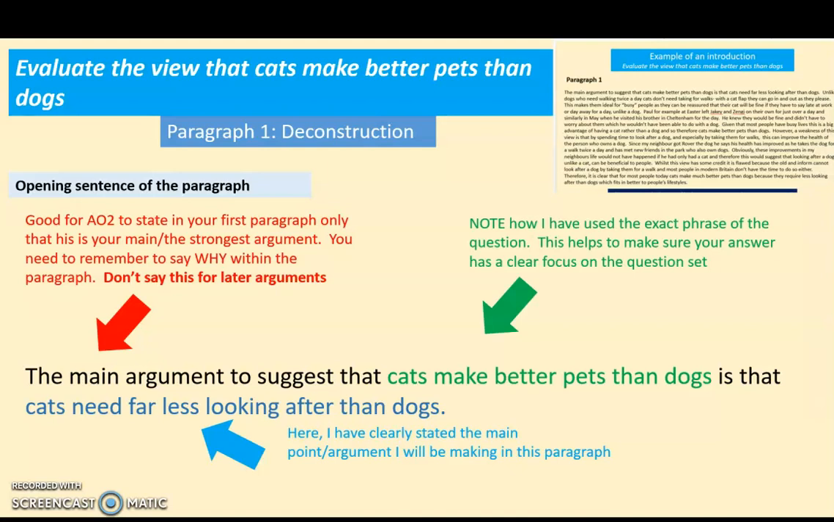The next bit, cats make better pets than dogs. That's the exact phrase from the question. Again, that's quite good practice as well. It makes sure that you're keeping very much to what the question's asked.